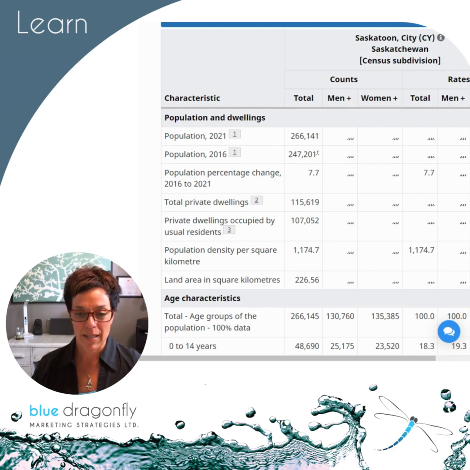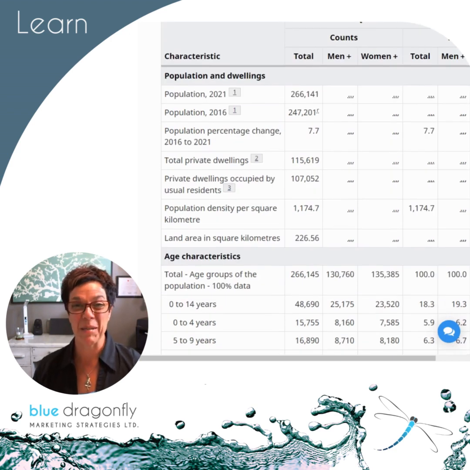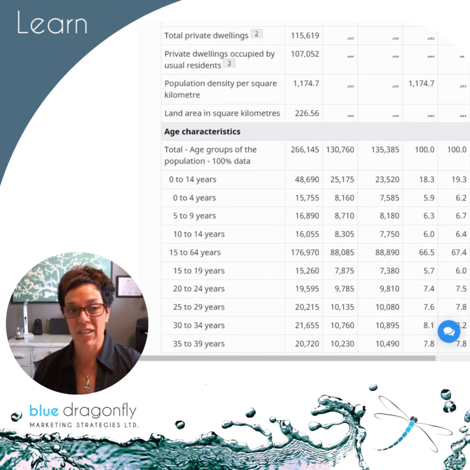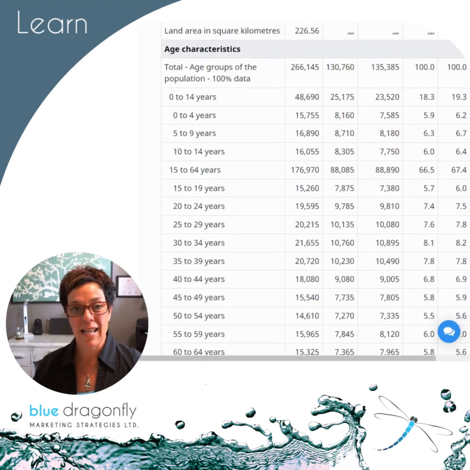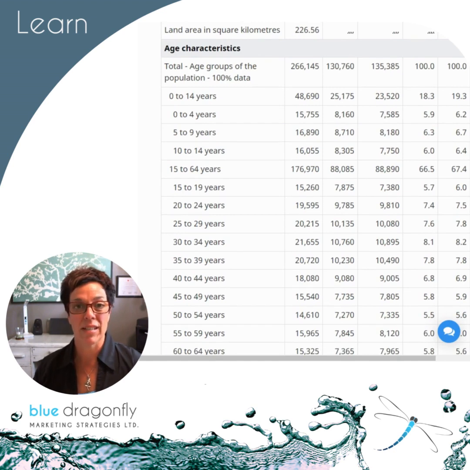Another really awesome thing that I really like to see is how old are the people in the neighborhood? So you can go in and have a look at the age characteristics. Let's say that I have a product or service that I feel is really going to be good for people that are aged 20 to 29 years of age, and I want to know how many of those people are in that area. I can see that 20 to 24 has just over 19,000 people in Saskatoon, and 25 to 29 has just over 20,000 people in the city of Saskatoon. What's interesting is if I were to scroll over, I can also look to see, where applicable, it does break it down by gender.